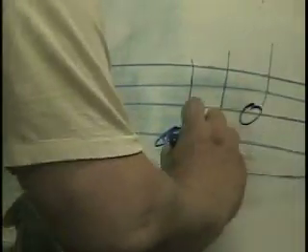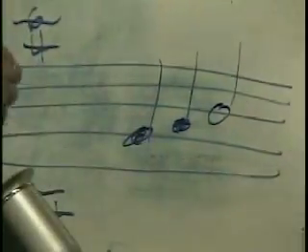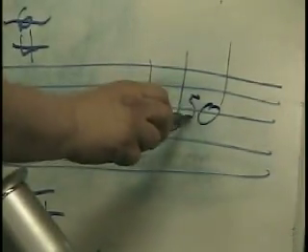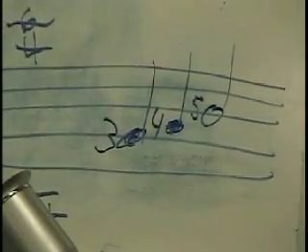If I've got music on the staff like this, I go like this. I put a 3 there, a 4 there, a 5 there. I put it in front of the note so I can see the number before the note's coming.